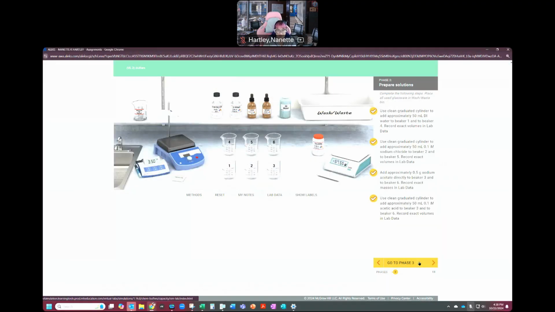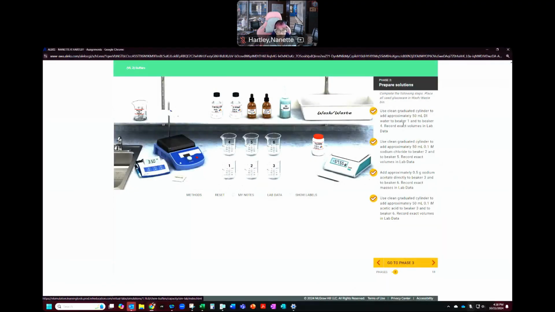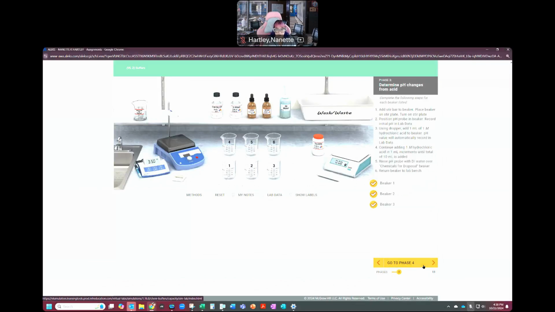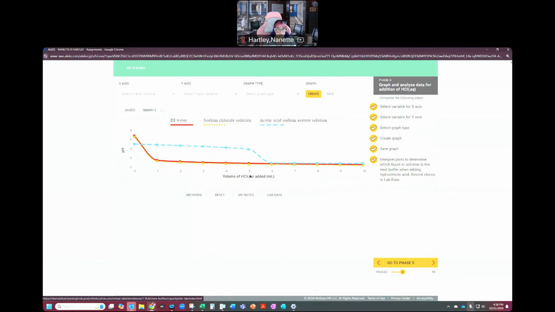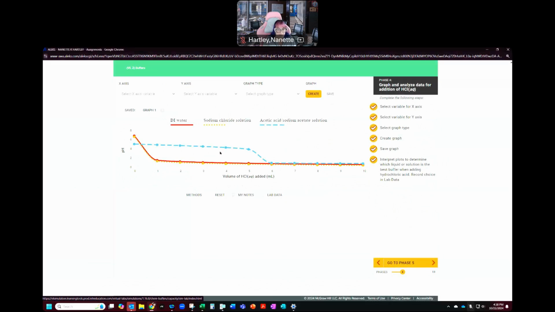And then you go ahead and move into the rest of the buffer lab. So the rest of this lab is fairly straightforward. You're going to be making a series of buffer solutions with different amounts of sodium acetate and acetic acid. It is a little tedious, so you'll make those solutions, you'll go through and plot the various amounts of acid that you've added to this, and then you'll get to plot those against this and decide which is the best for creating a buffer out of these.